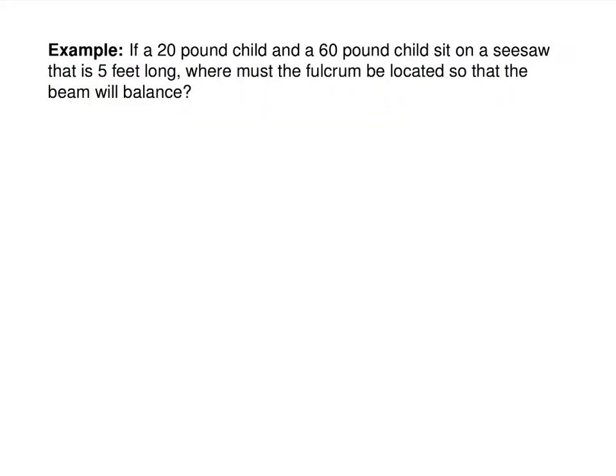So in example 1, we have a 20-pound child and a 60-pound child, and they sit on a seesaw that's 5 feet long. So who are we going to put on the left? Doesn't really matter. The 20-pounder, okay. And on the right, we're going to put the other child. Maybe they're different ages, it isn't just the Cheetos, okay? And the fulcrum's obviously going to have to be somewhere over there, but the question is exactly how far to make them balance, right? Is everyone okay with that much of the setup so far?